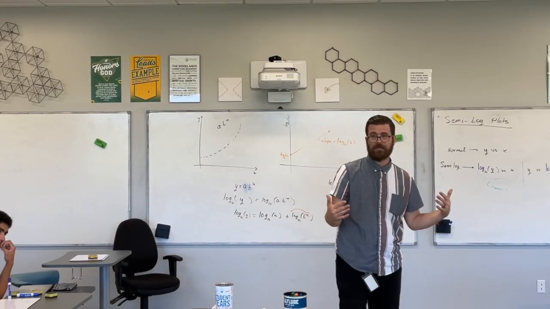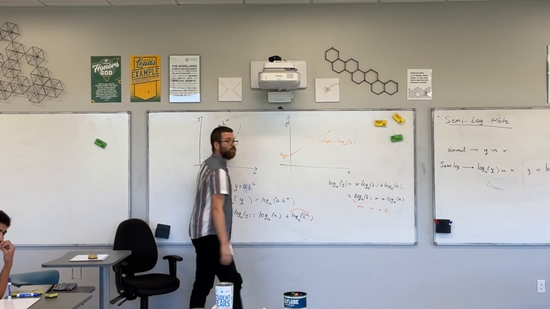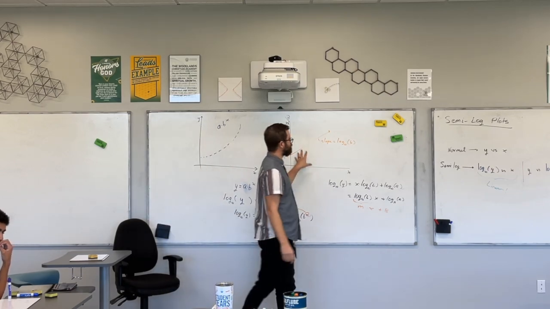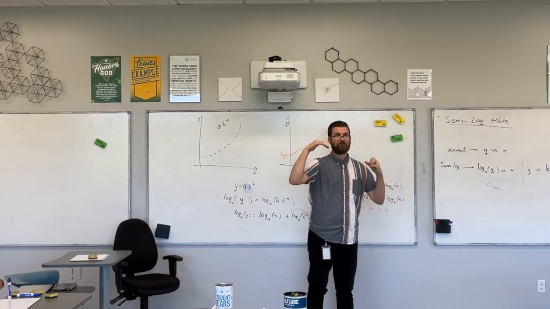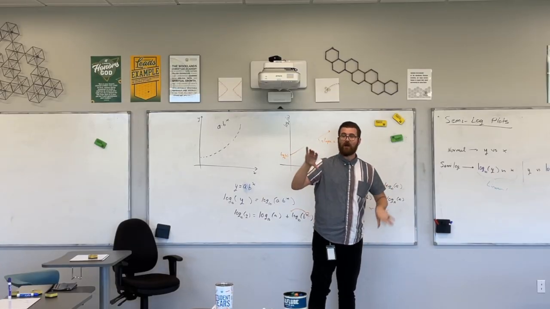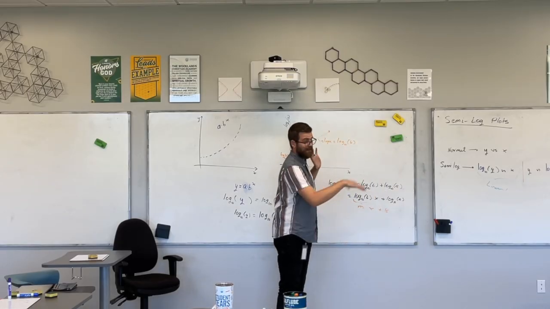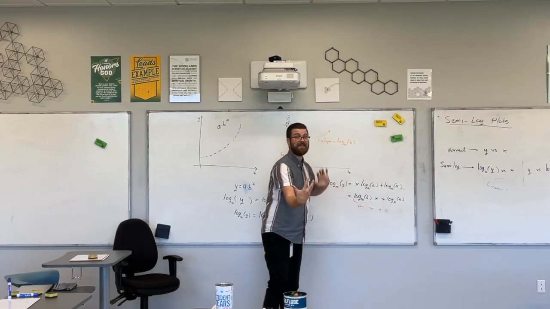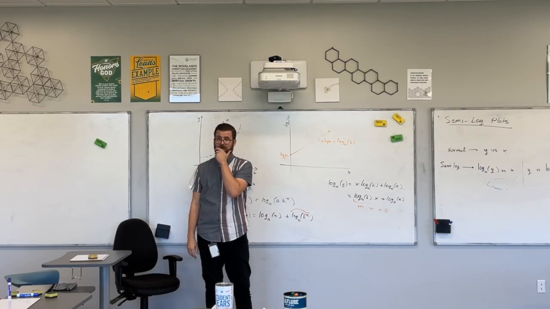What gives you linear has got to be exponential. We can almost use this as a test for exponential, because if I take a data set and I take the log of my outputs, plot it, and I do get linear, that tells you your original data set is exponential.